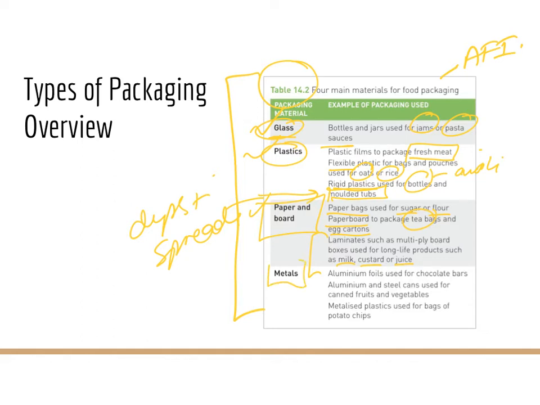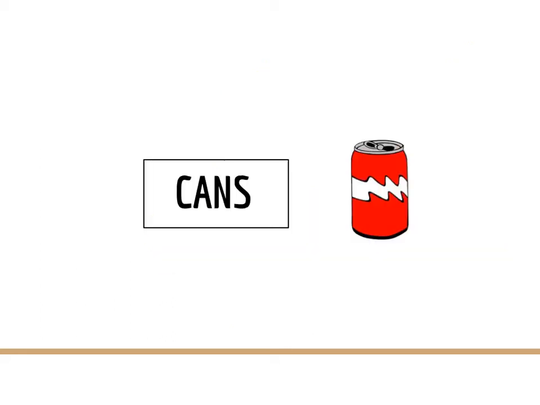The final type of packaging is metals, and metals are used often through aluminium foil. So if you think about a chocolate bar, like a Dairy Milk, that utilizes aluminium foil. Cans, so aluminium and steel, these are used for canned fruits and vegetables. And the next one is metallicized plastic. So if you think about potato chips, these do come in a plastic bag, but it does have metal incorporated as well. And these really prevent the rancidity or the oxidation of fats, and they block out sunlight. So metal is combined with plastic in this instance.